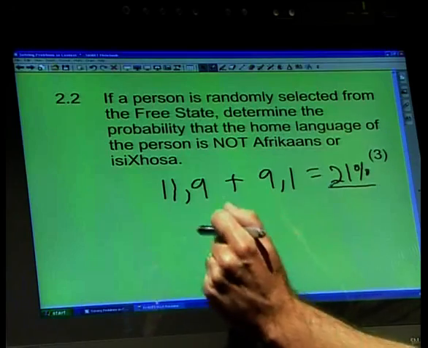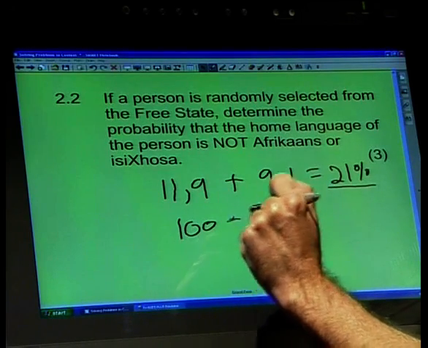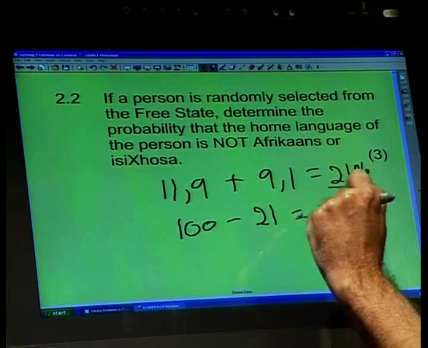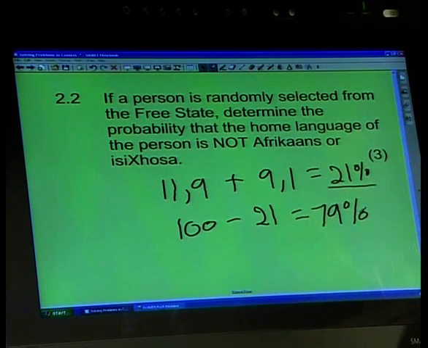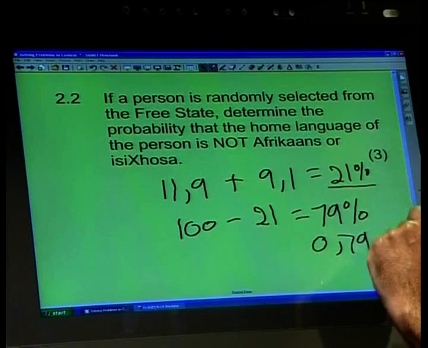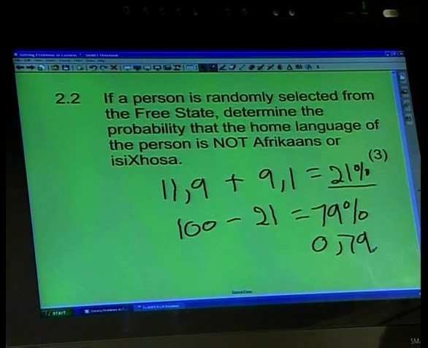Of course, we want to know which ones don't, so we've got to subtract that from the total, which is 100%. Again, it's 100 minus 21, and that gives us an answer of 79% probability. You could also have given this answer as simply 0,79, which is quite permissible when you're speaking of probabilities.